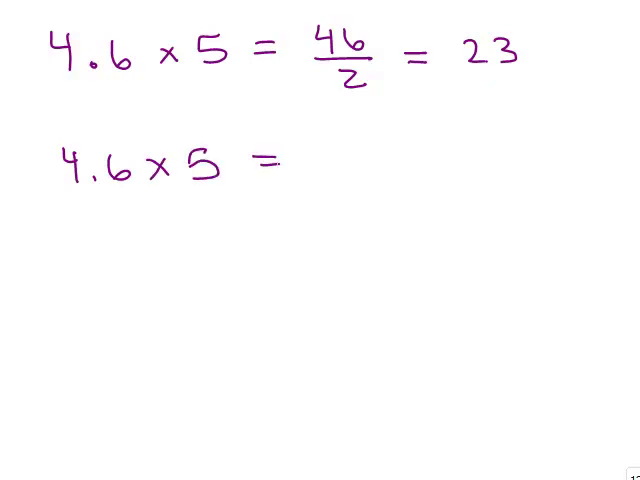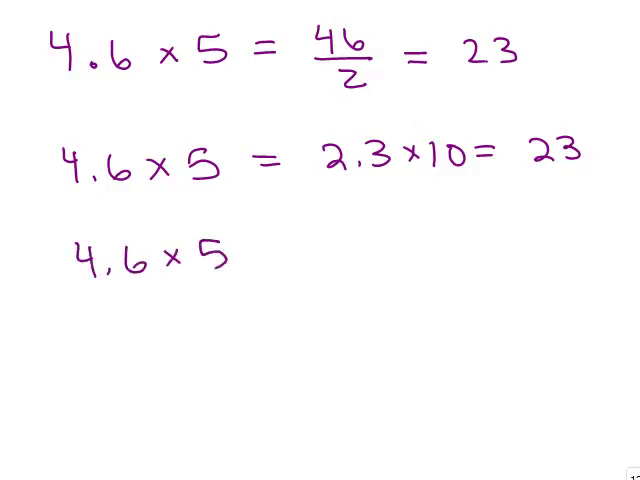Now let's say you want to take half of it first. That's fine. If you take half of 4.6, it's 2.3. And then when you multiply by 10, you move the decimal one to the right and you get 23. Now all of this, the 46 divided by 2 and 2.3 times 10, could be done in your head. So this is how I think about it. I do that in my head. I think, well, 4.6 times 5, I'm going to multiply by 10, that's 46. Half of 46 is 23.